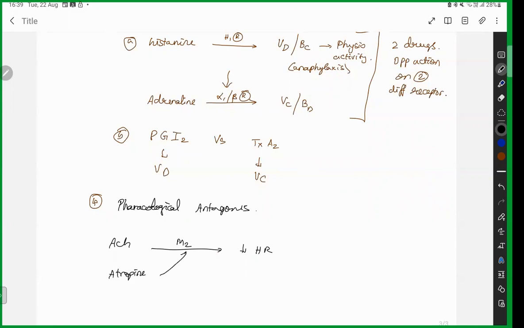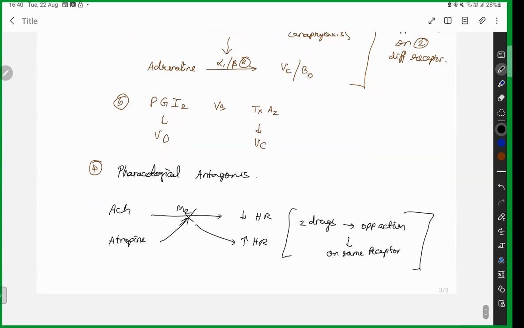What does atropine do? It also acts on the M2 receptor. It is going to block this receptor and this leads to an increase in the heart rate. So here, two drugs are going to cause opposite action, but on the same receptor. And this is called your pharmacological antagonism.